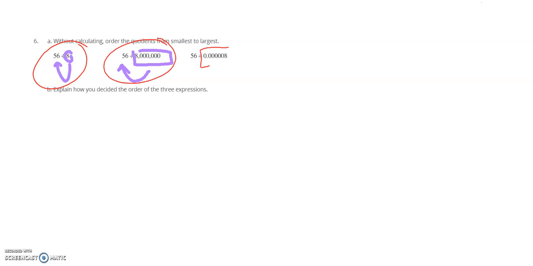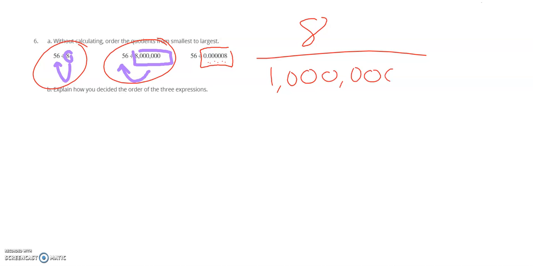This one says how many 8, we have tens, hundreds, thousands, 10,000s, 100,000s, millions. How many 8 millionths? That would be 8 millionths. How many of these fit into 56? I'm going to tell you it's a whole lot, a ton of them. So many of those little tiny pieces will fit into 56. So this one is kind of like a normal number. This one is huge, and this one is tiny.